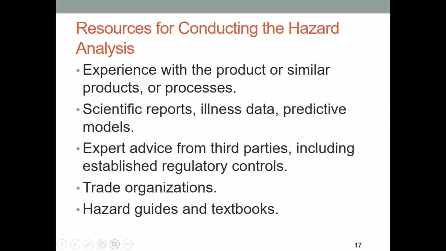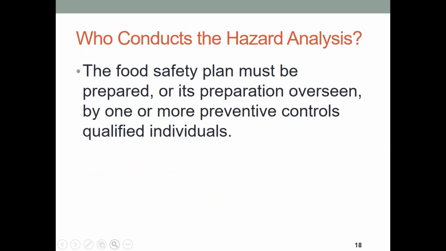Since I'm working now as a consultant, but I spent a lot of time as an extension specialist, I'm pretty partial to expert advice from third parties. And I'm also very partial to established regulatory controls. What kind of regulatory controls were used in the past? And did we actually have enough help from those regulatory controls that we could go ahead and introduce those controls right now? Trade organizations, many trade organizations produce hazard guides. Take a look at those. And textbooks, don't forget about the books that have been written about it.